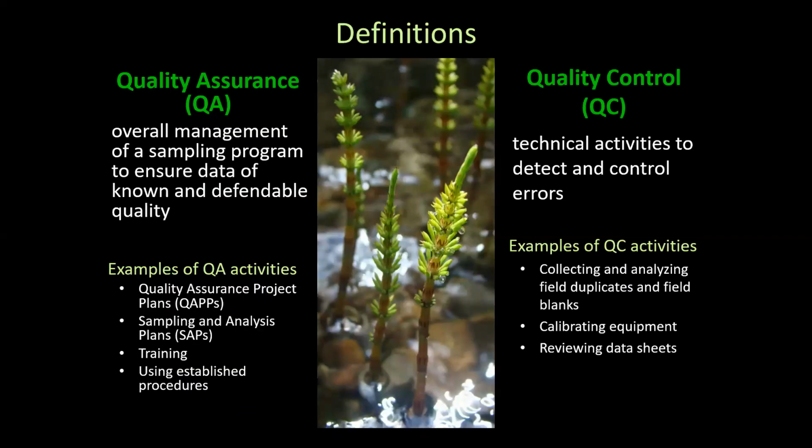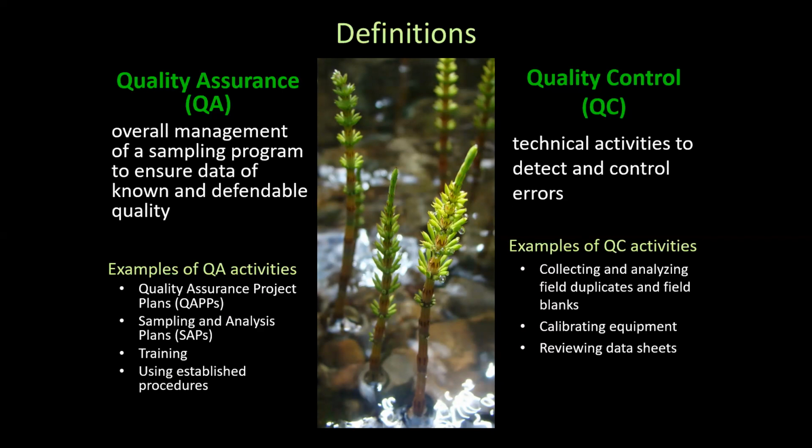So first, to think about some of these definitions of quality assurance and quality control. Quality assurance is really the overall management of a sampling program, and this allows people to ensure that the data that they're collecting is of known and defendable quality.